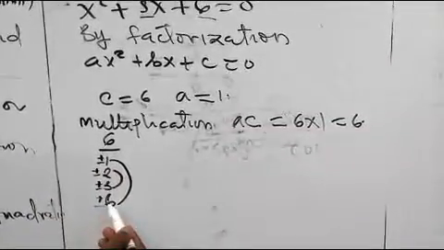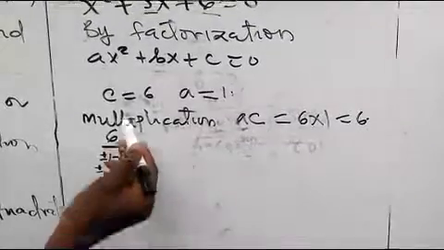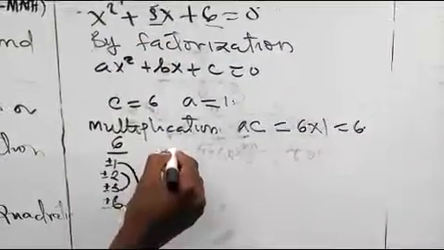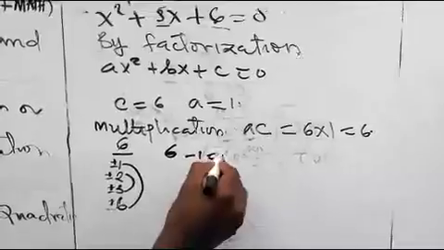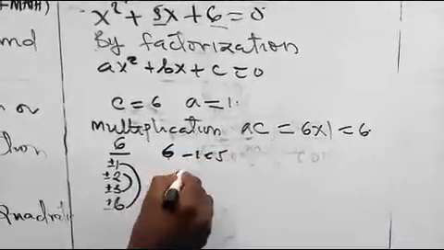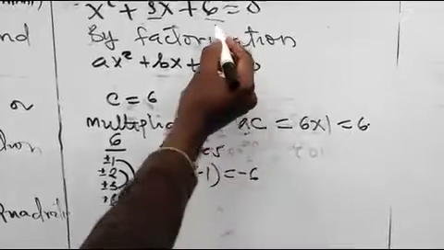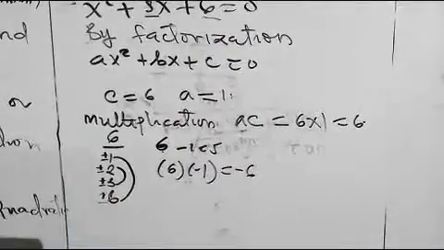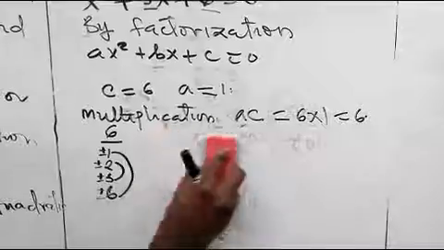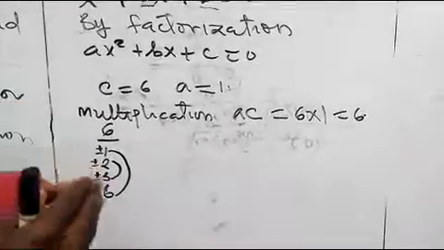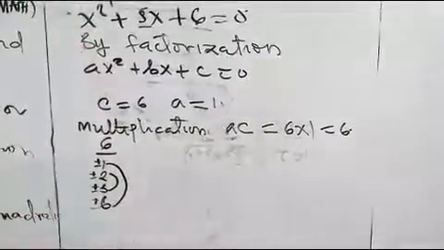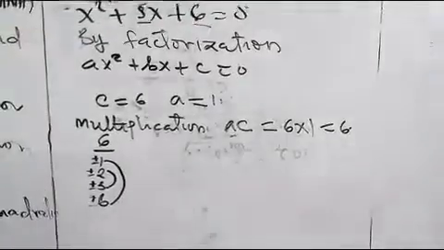6 minus 1 gives us 5, right? What about 6 times minus 1? It gives us minus 6, which is different from our constant term. So we look for factors that when added together give us 5 and when multiplied together give us 6.